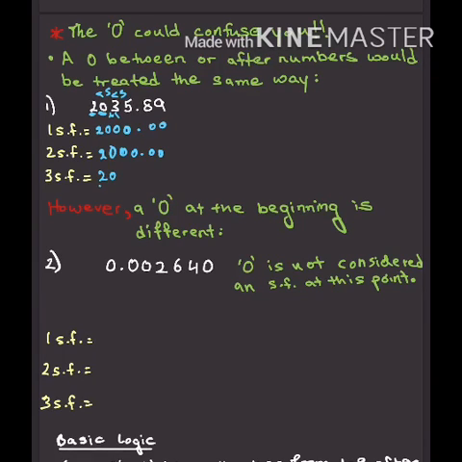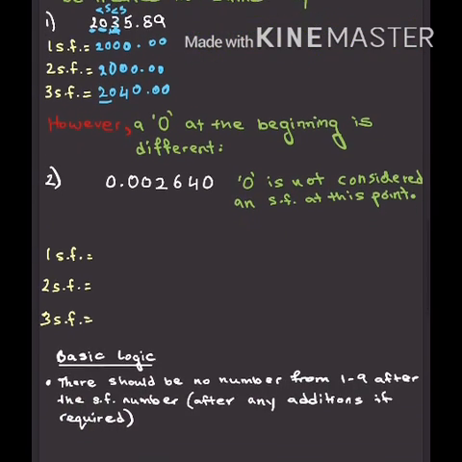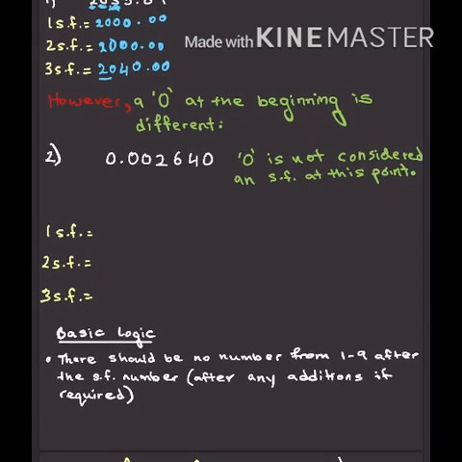These stay the same as I said before. We add 1 to the 3, that becomes a 4. And everything after the SF number, so we know that 1, 2, 3, we're working with 3 SF, so this is the SF number. Everything after it changes to 0, so 0.00. That's our answer.